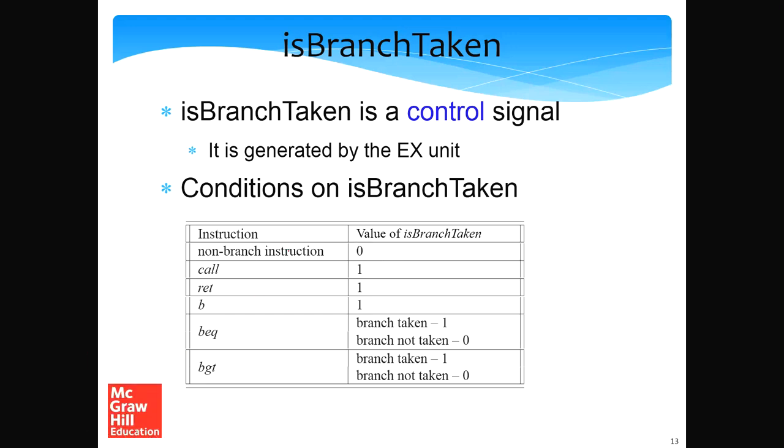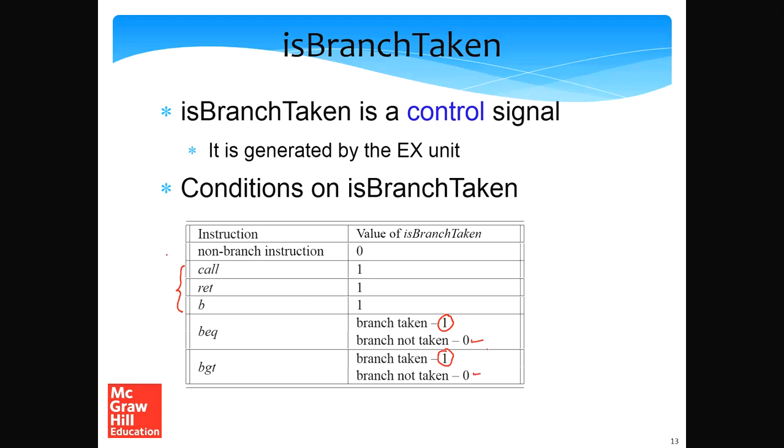So if it's a non-branch instruction, the value of is branch taken is 0, so it's not a taken branch. For these three kinds of instructions, call, ret, and B, an unconditional branch, these are always taken, so is branch taken is 1. For the B, Q, and BGT instructions, which are conditional branch instructions, if the branch is taken, then is branch taken is equal to 1, as we can see over here. And if the branch is not taken, then the value of the is branch taken signal is 0.